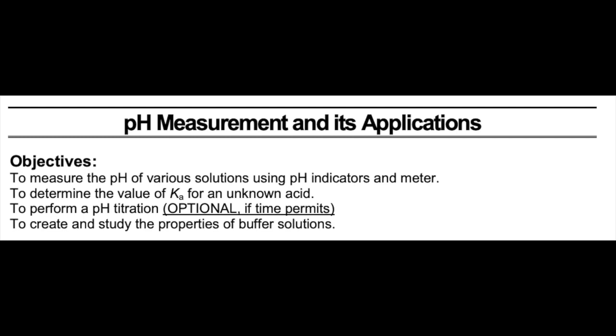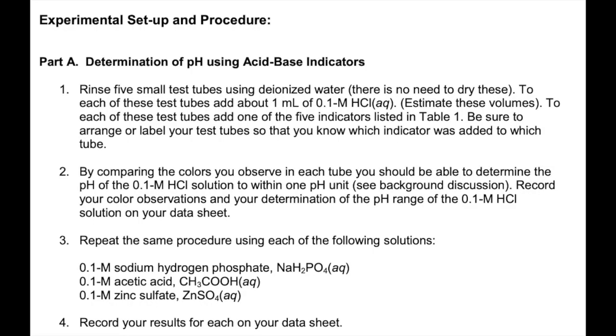Although there are 5 parts to this lab, we will only do the first 4. Your instructor might provide you data to complete the calculations for part 5. The video will show you experiments and observations for parts A through D. Part A is about using acid-base indicators to determine the possible pH range of an unknown solution.